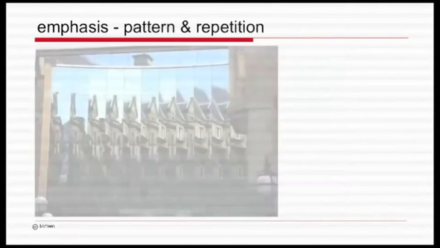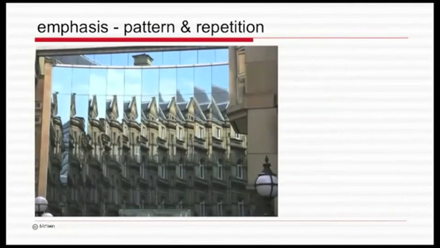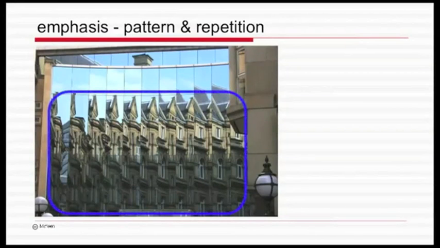Finally, pattern and repetition are fruitful sources of visual emphasis. Here, the panes of glass in the building form a patterned grid of mirrored images. But what we are drawn to is the disorganization of the reflected images of the building opposite. Is this perhaps a comment on the fragility of the old in the face of the new?